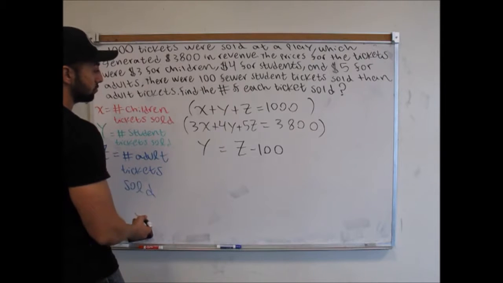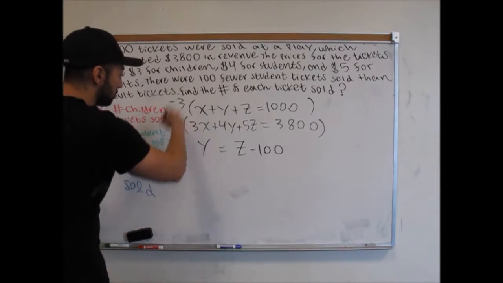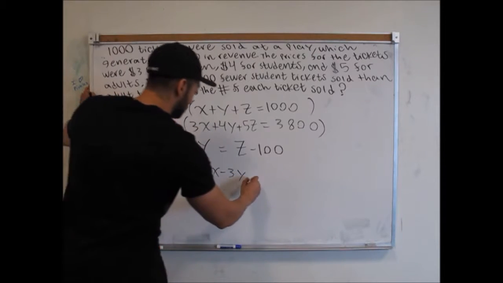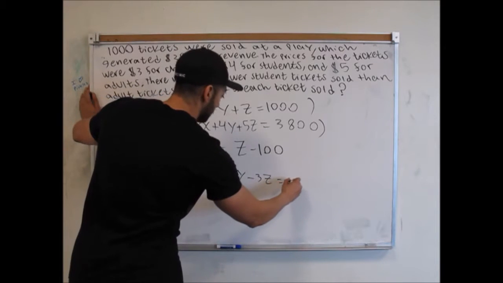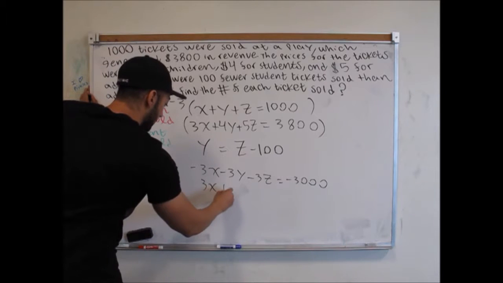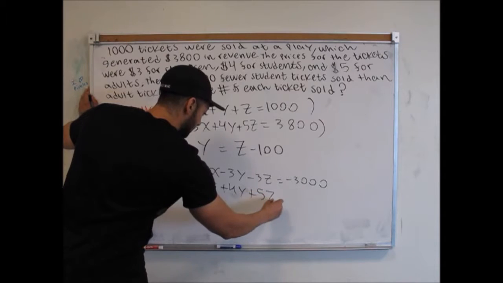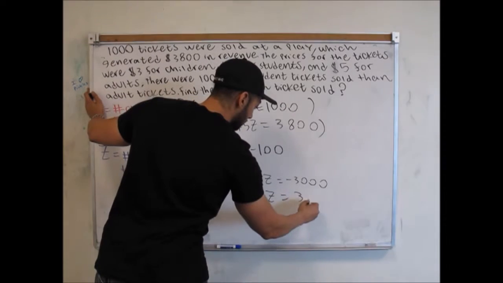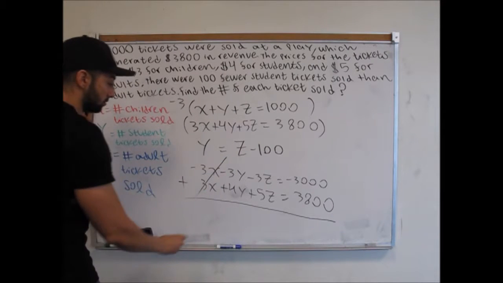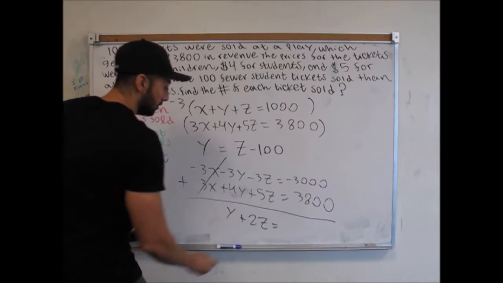And it looks like the easiest way to do that would be to multiply this by a -3. So doing that, I get -3x minus 3y minus 3z equals -3,000. And the bottom I'm just going to leave alone: 3x plus 4y plus 5z equals 3,800. And remember, we're always adding these equations, so the x's cancel. You get y plus 2z is equal to 800.